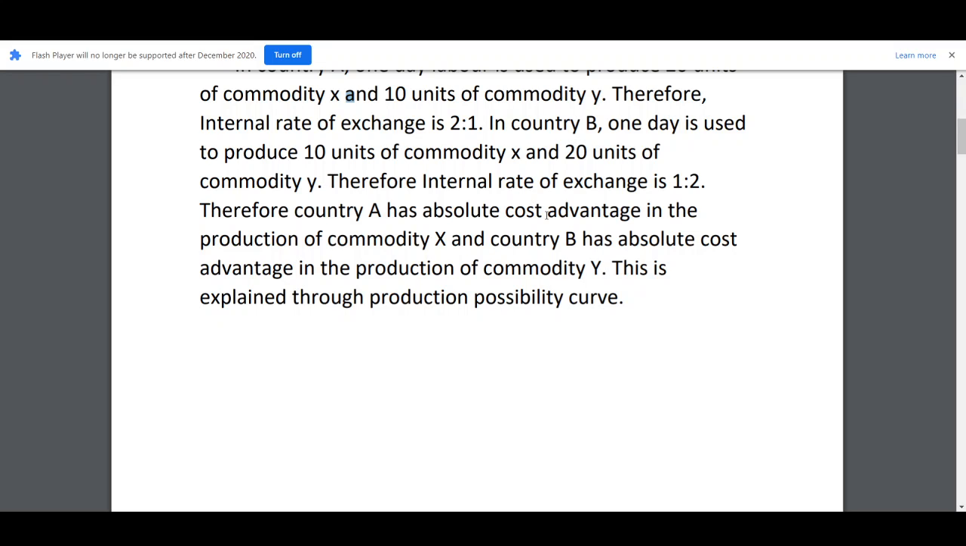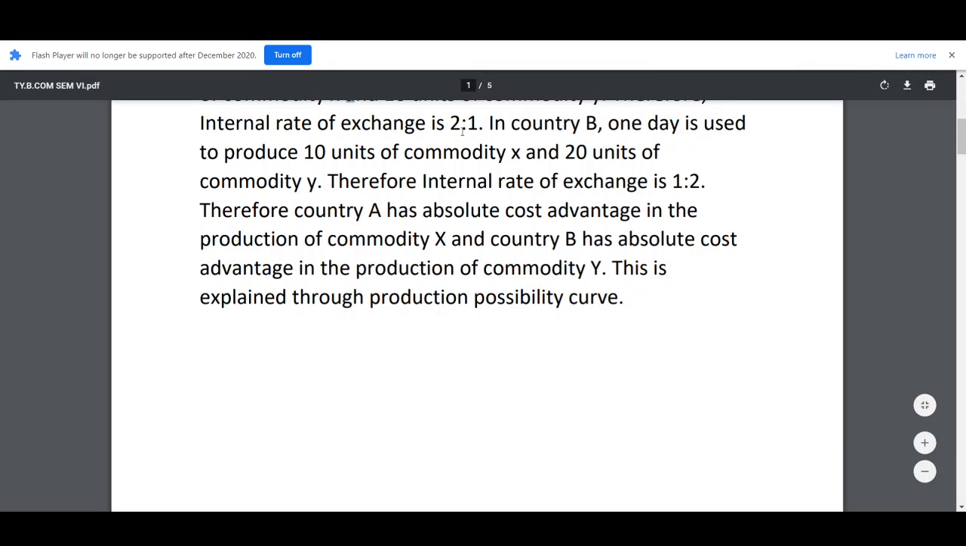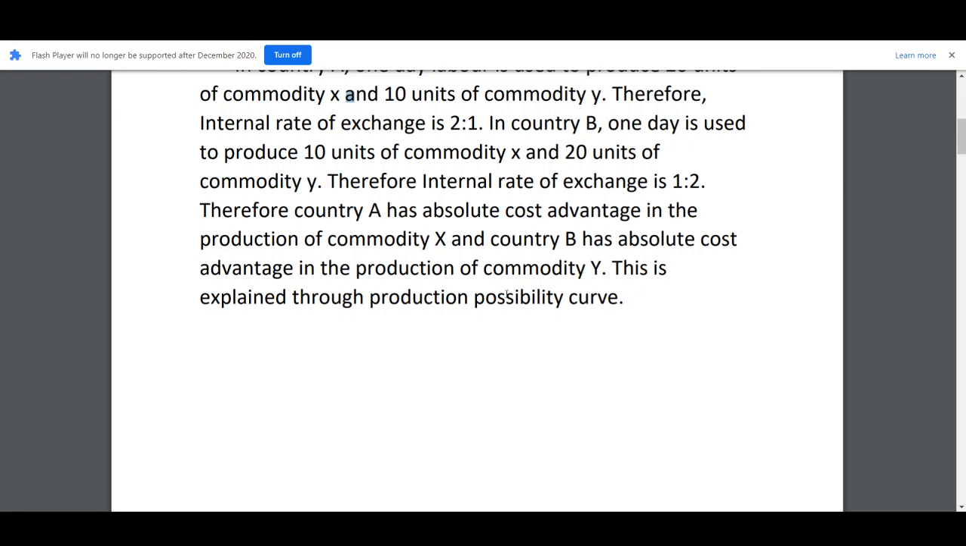Correct? Absolute, that means we can say that country A has absolute cost advantage in the production of commodity X and country B has absolute cost advantage in the production of commodity Y. That is this 2. 2 is greater than 1 and here 2 is greater than 1. Here 2 stands for commodity X and here the 2 stands for commodity Y. So this is explained through the production possibility curve.